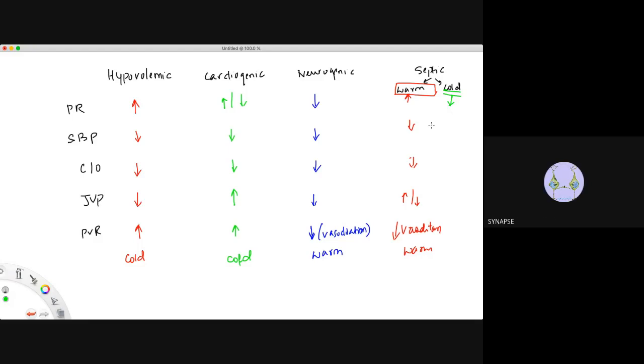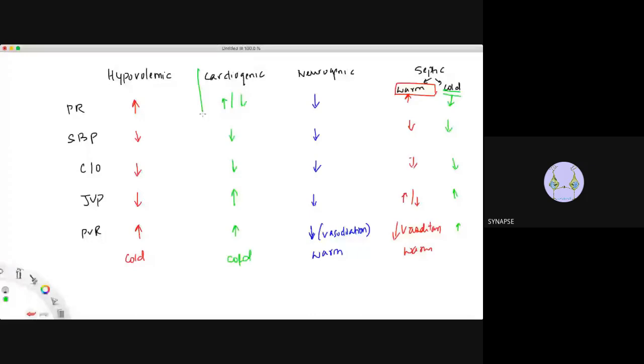So the heart is now affected. So pulse rate is going to reduce. The BP is going to reduce. Cardiac output is going to reduce. The JVP is going to increase. And the peripheral vascular resistance now is also going to increase. Now the vasodilation phase is all over. Correct. Now, if you can see one thing, this and this are the same.